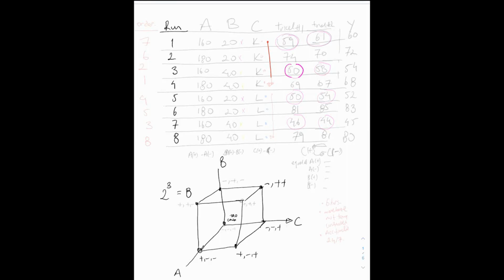This will be plus, minus corner. This will be minus corner. This corner will be minus, and the final one right here is going to be plus corner, right? So that will be 8 experiments.